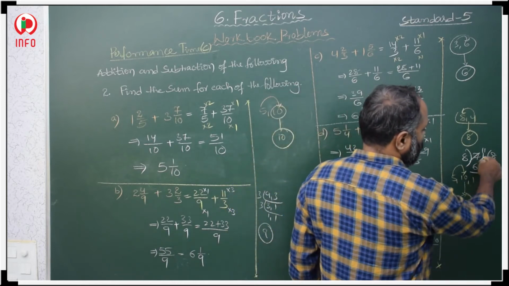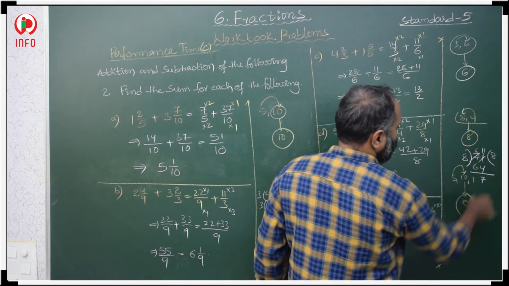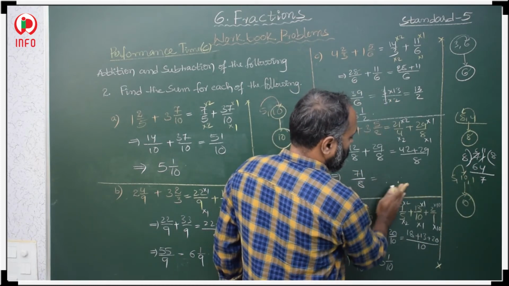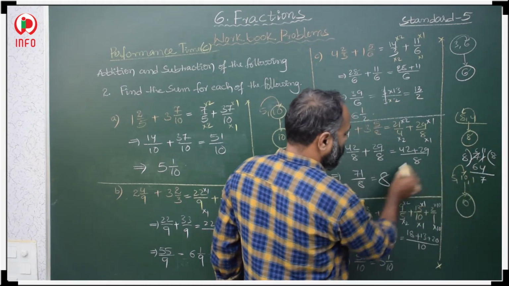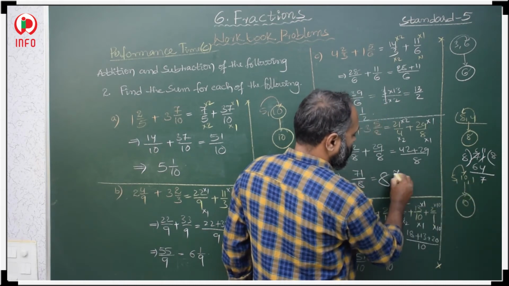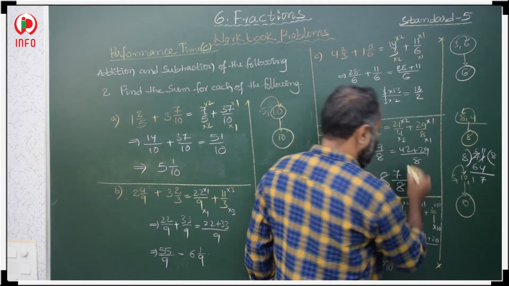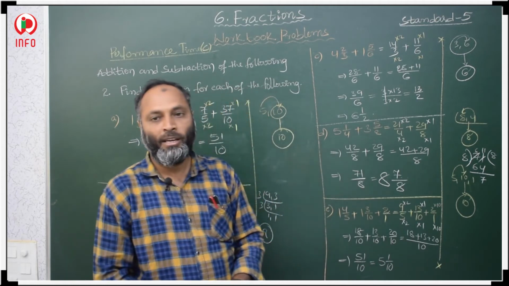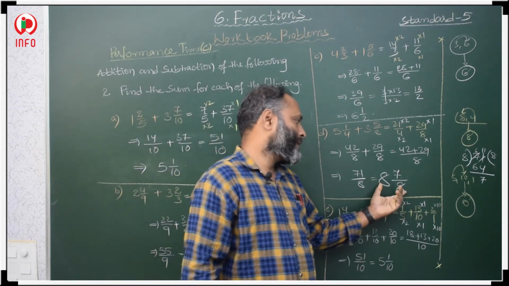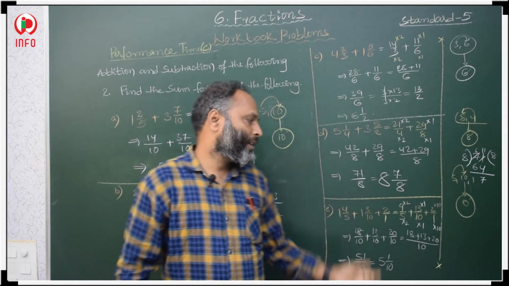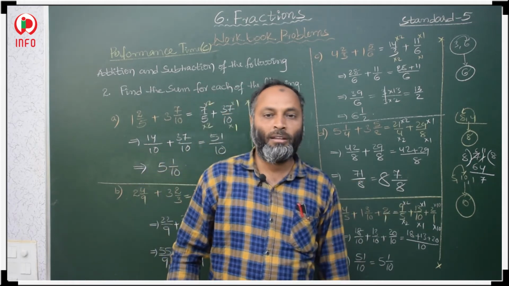11 minus 4 is 7. 6 minus 6 is 0. So what is the quotient here? 8 is the quotient, and what is the remainder? 7. And what is the divisor? 8. So 8 7 by 8 is our mixed fraction. Improper into mixed fraction. Okay.